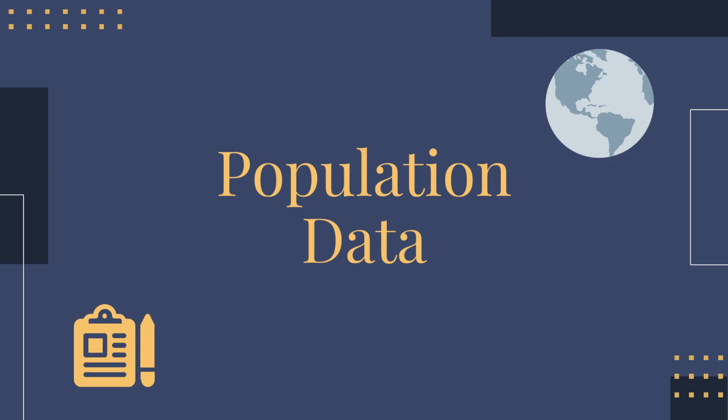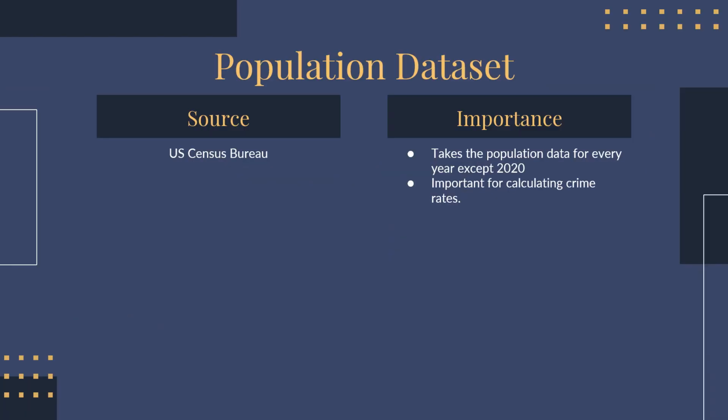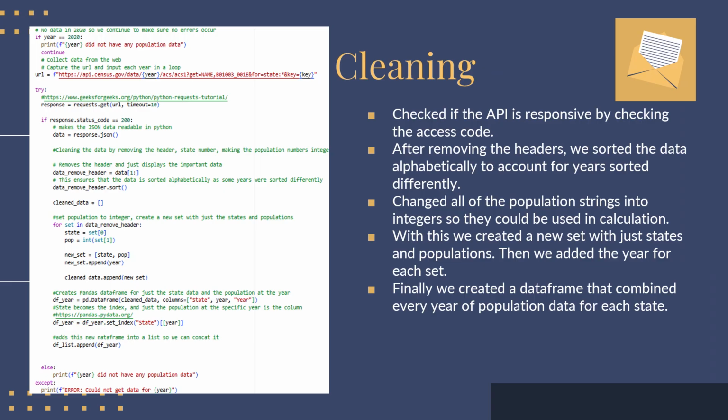Now, in regards to population data, the source used for this was the U.S. Census Bureau, and this was a very important source as the U.S. Census Bureau posts the population data every single year, except for 2020, which is important when calculating crime rates as the population numbers are very important to know when calculating the crime rate of a state.